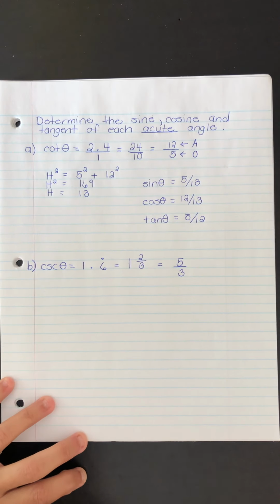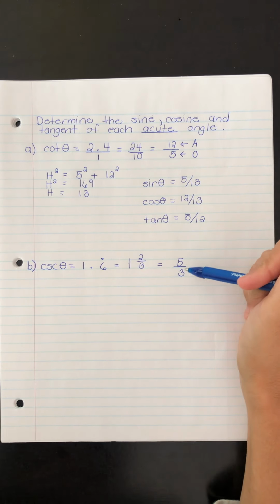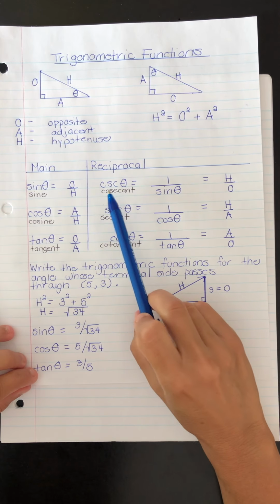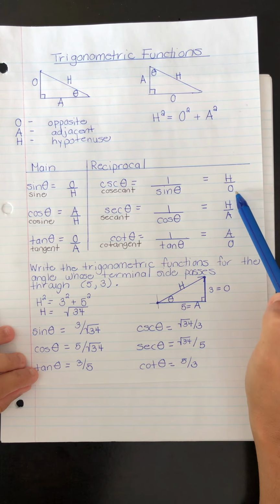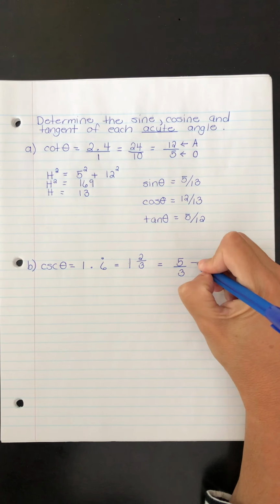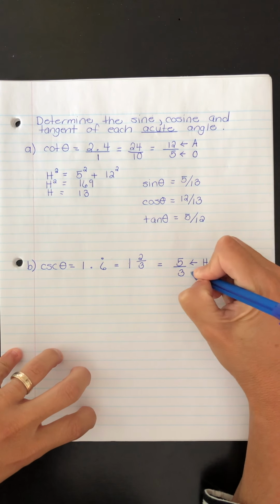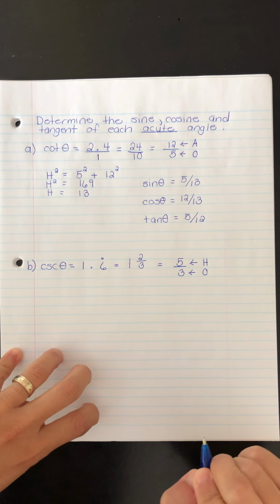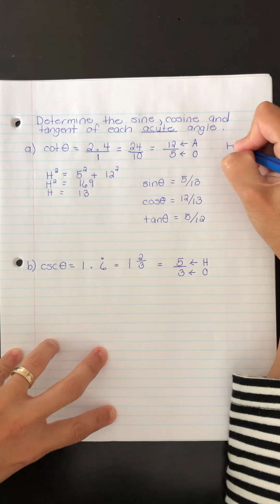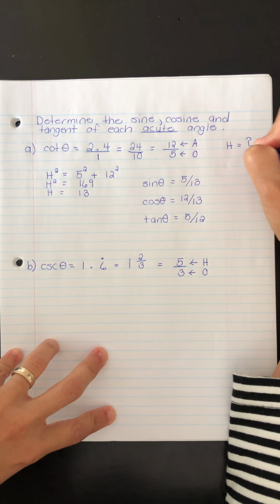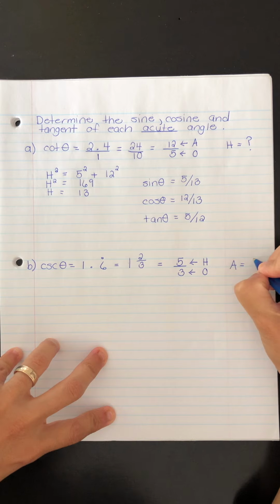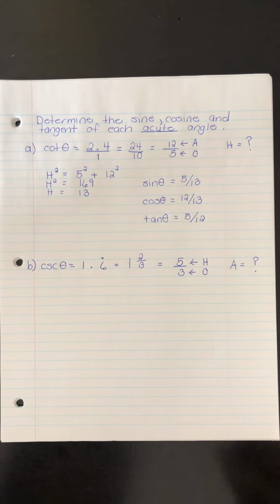Okay. Now we know cosecant of theta is 5 over 3. Cosecant of theta is h divided by O. So now we know the hypotenuse length and the opposite side length. So over here, the missing side length was h, the hypotenuse. What are we missing now? The adjacent side length. Well, that's no big deal.